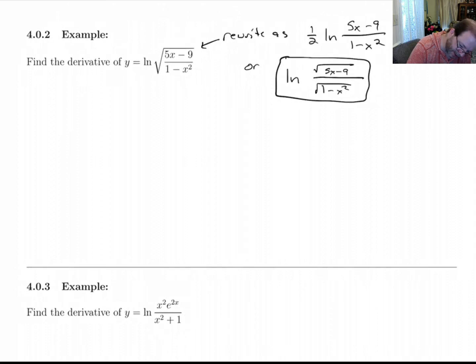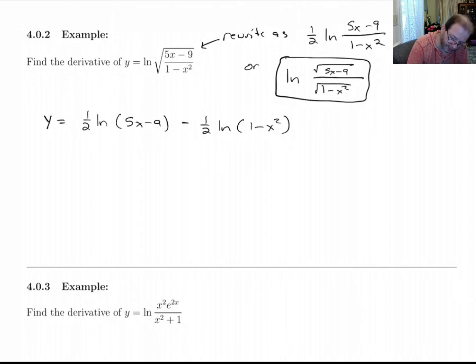Okay, if I take that, then I've still got y equals, the top one becomes 1/2 ln of 5x minus 9. And the bottom one gives us minus 1/2 ln of 1 minus x squared. The only difference in these two is that here I didn't distribute, I wrote it as a square root of the top over square root of the bottom. And then when I expand this out, I get a 1/2 on both of these.